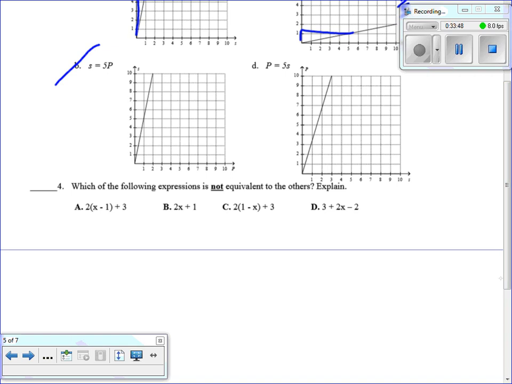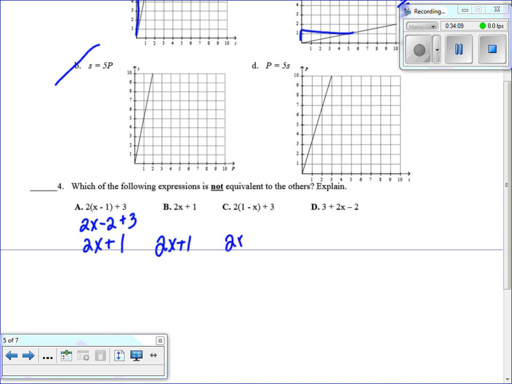Okay, which of the following equations is not equivalent expression to the others, and then explain? Well, what you would do is simplify them all. So here we want to distribute. That would give us 2x minus 2 plus 3, which would give us 2x plus 1. Here we have 2x plus 1. So we know these two are equivalent. So we know A and B are.